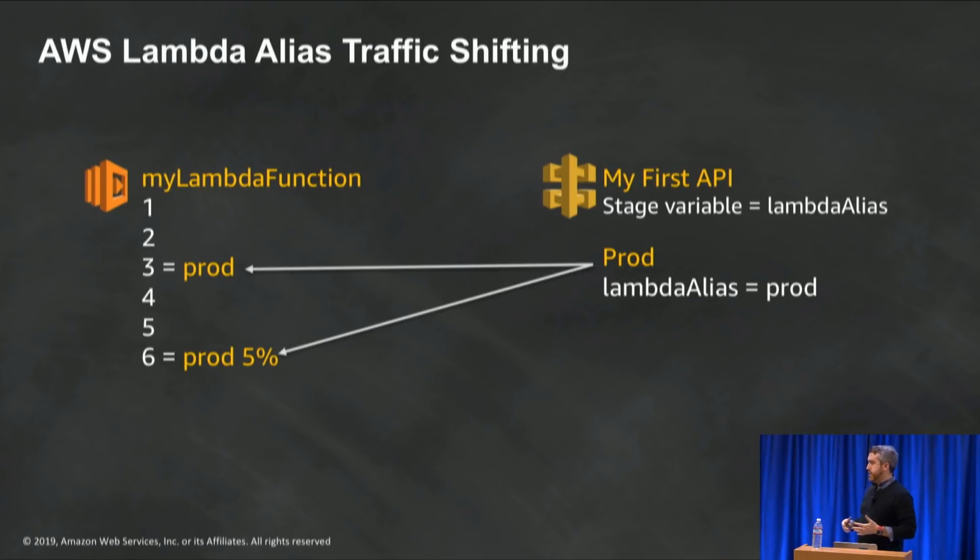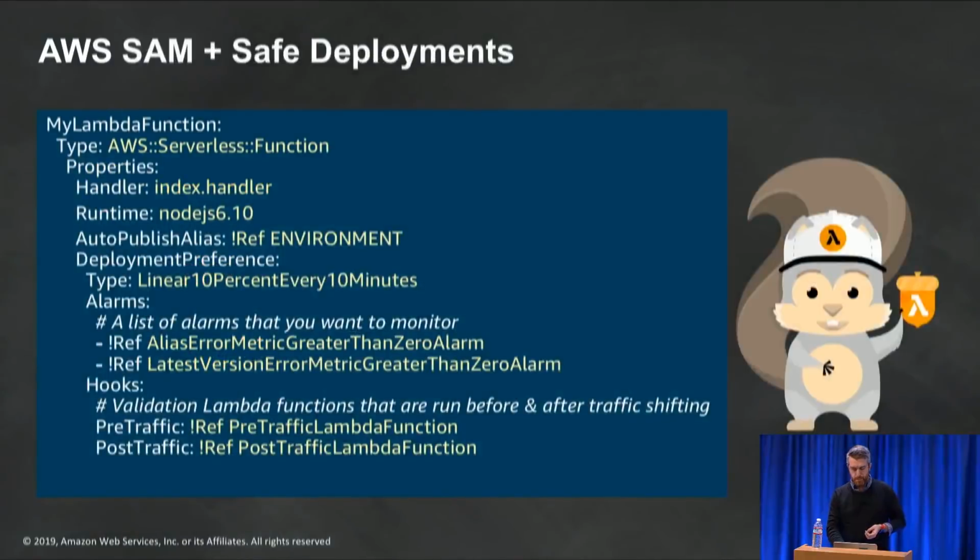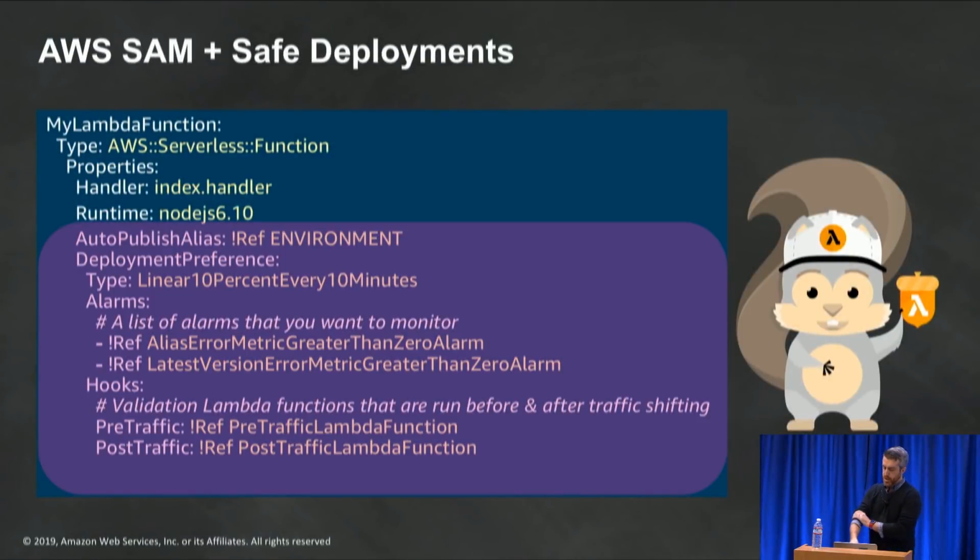And now I can do this by hand. I can run the command line tools and bump this and move it up and do all of that. Or I can do this with SAM. And so inside of SAM, we have a couple of capabilities that make what we call inside of SAM safe deployments really, really easy. And it's basically just these couple of lines of code right here that I'm going to go into.